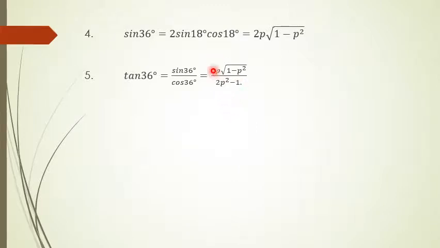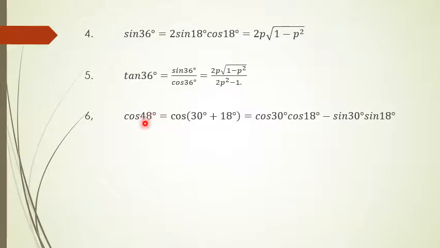Observe here that you cannot cancel these 2 with these 2, because in the denominator, 2P is not a factor of the denominator. We can only cancel factors. In the numerator, it's okay because 2P is a factor of the numerator. But in the denominator, 2P is not a factor. You can only cancel factors.